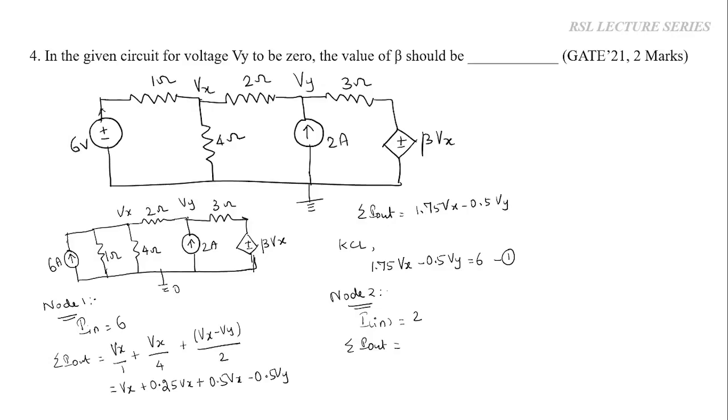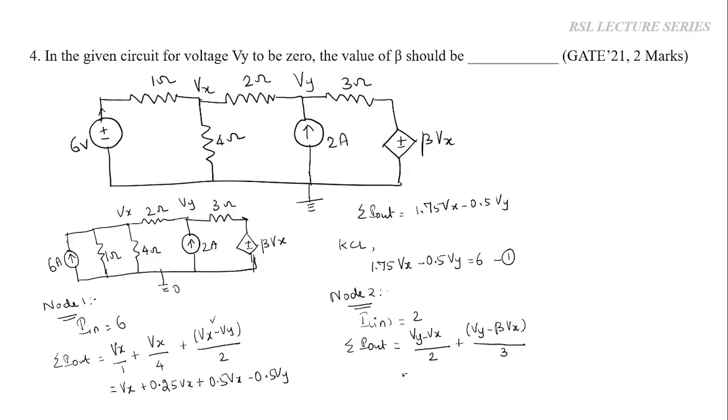The voltage across this 2 ohm resistor is Vy minus Vx. While writing for node 1 we wrote it as Vx minus Vy. Now we have to write it as (Vy minus Vx) divided by 2. Next, this 3 ohm resistor is connected with the voltage source at one end, and on the other end we have Vy. So the total voltage should be written as (Vy minus beta into Vx) divided by 3.